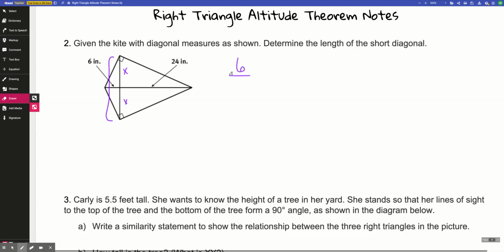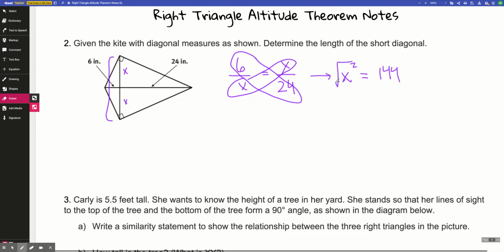So let's set up our equation. 6 over x equals x over 24. Again, I'm going to do my cross multiplication. I end up with x squared equals 144. Then I take the square root of both sides, so x is equal to 12. That's not what I'm looking for. Remember, the goal was to find the length of the whole short diagonal. So the diagonal is 2 times 12, which is 24.